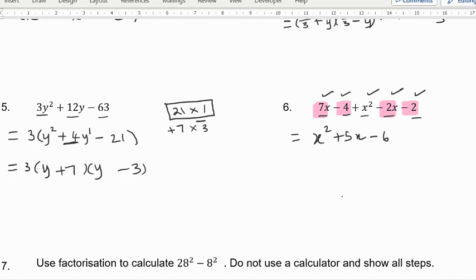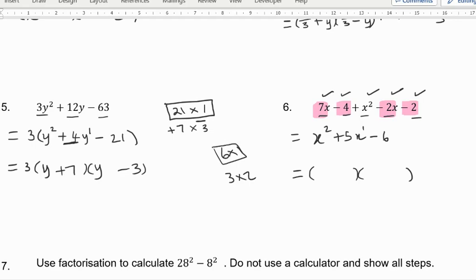Okay, now let's reevaluate. Well, that looks like it takes on the right form to factorize as a trinomial. We've got x squared, we've got x to the power of 1 and a constant. So that will break up into 2 sets of brackets. What do we need to do? We need to take the factor pairs for 6. So 6 and 1, and 3 and 2.